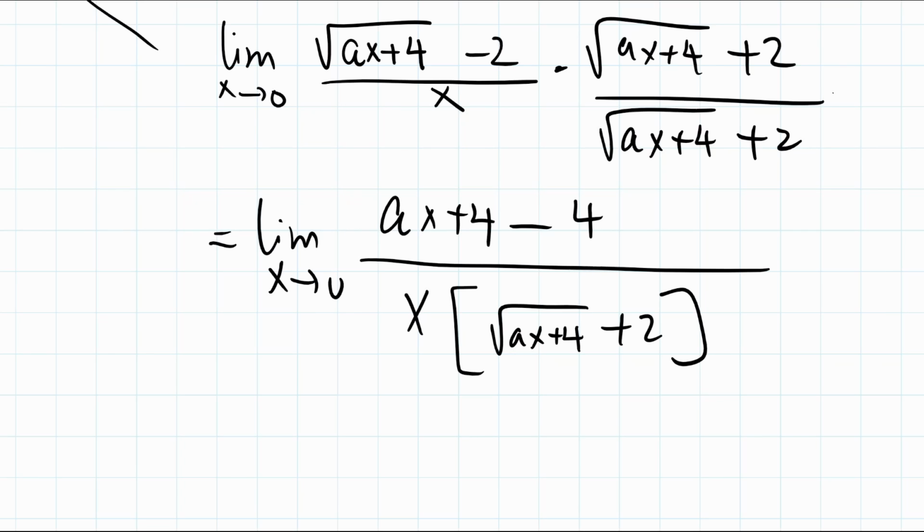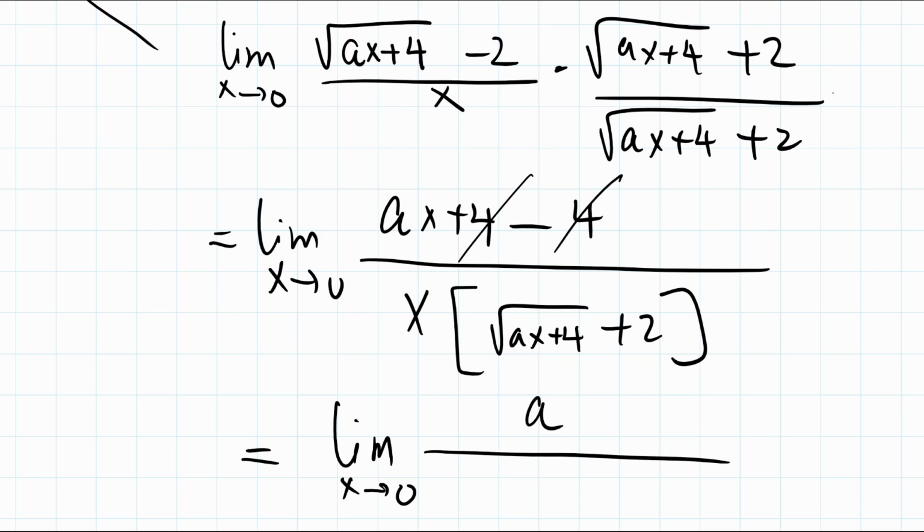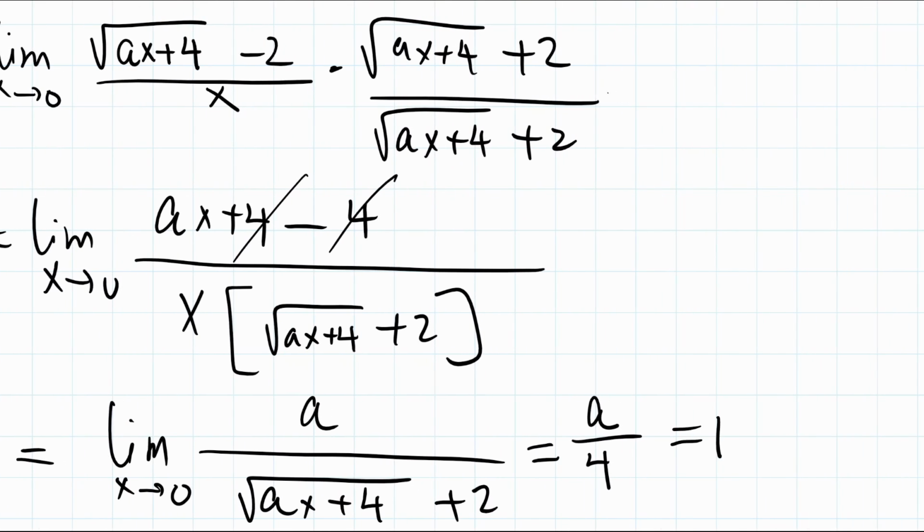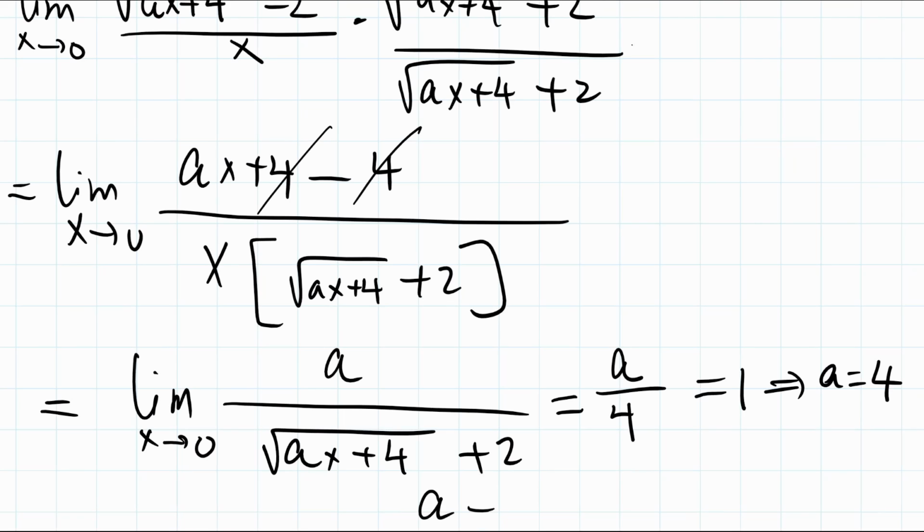Now the numerator is supposed to be ax, and this will cancel with that, and eventually x will cancel, and therefore you get this expression: the limit as x goes to 0 of a divided by (the square root of ax plus 4, plus 2). As you let x go to 0, the result is going to be a over 4, but that limit is equal to 1, as given by the problem, and therefore a is also 4, and therefore a plus b is 4 plus 4, which is equal to 8.